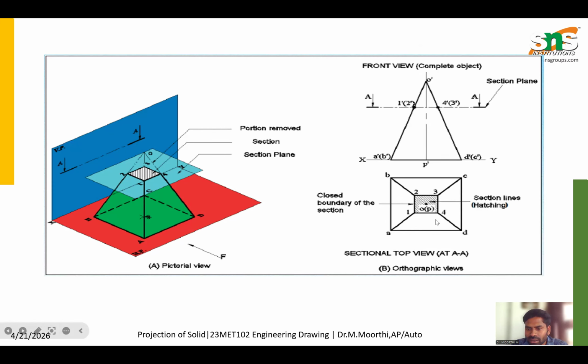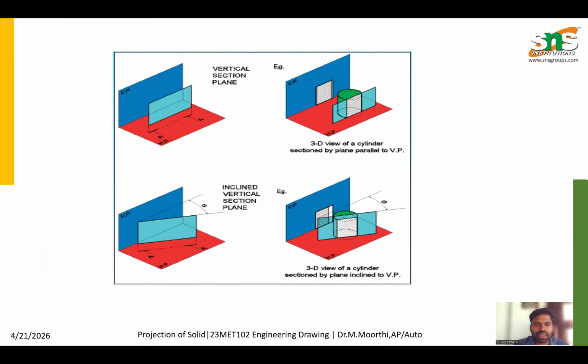In the top view, we have a closed boundary of the section and the section line hatching. It indicates the top view of the solid, whereas the hatched lines indicate the section, represented in the top view. Similarly, here we have the vertical section plane, which is vertical to the horizontal plane, and it is the 3D view of a cylinder sectioned by the section plane. It is parallel to VP, and here the section plane is inclined to the vertical plane.